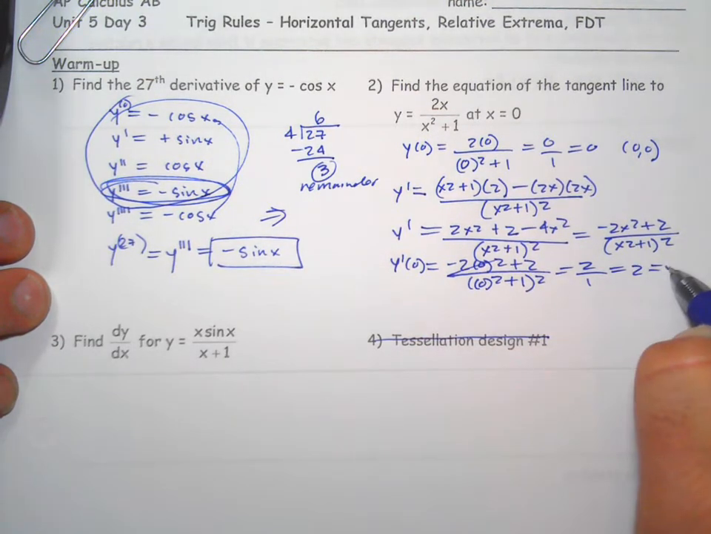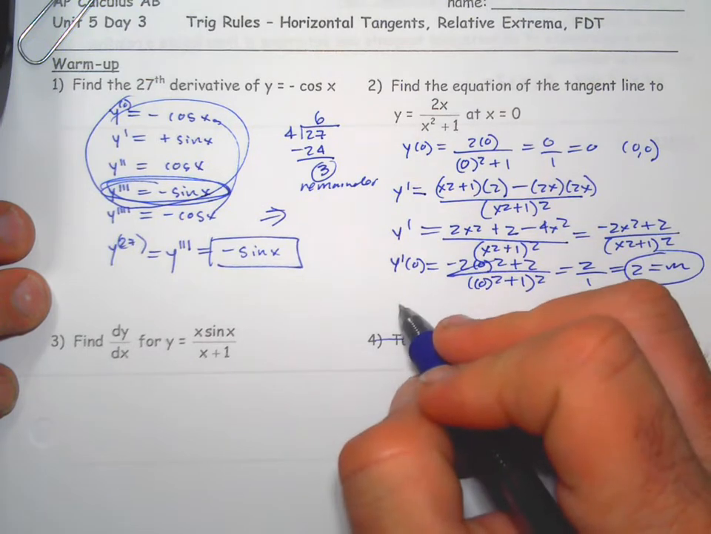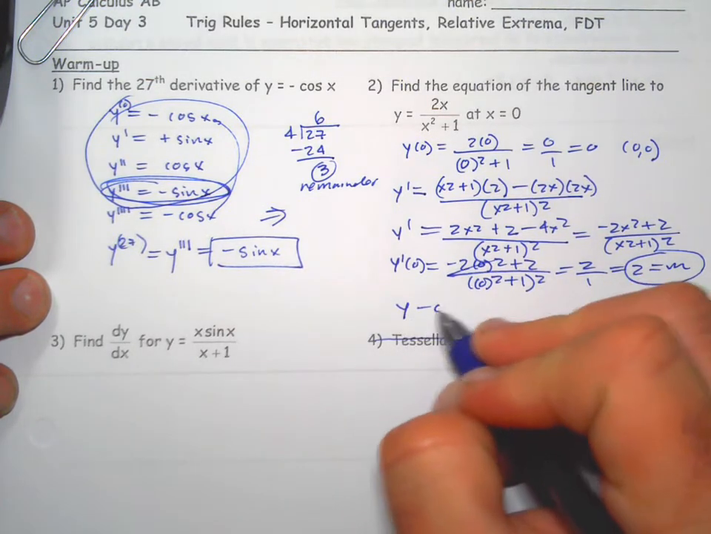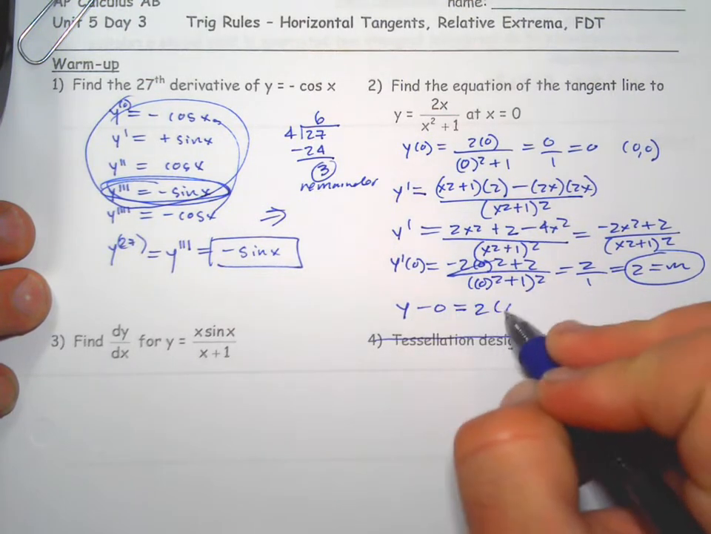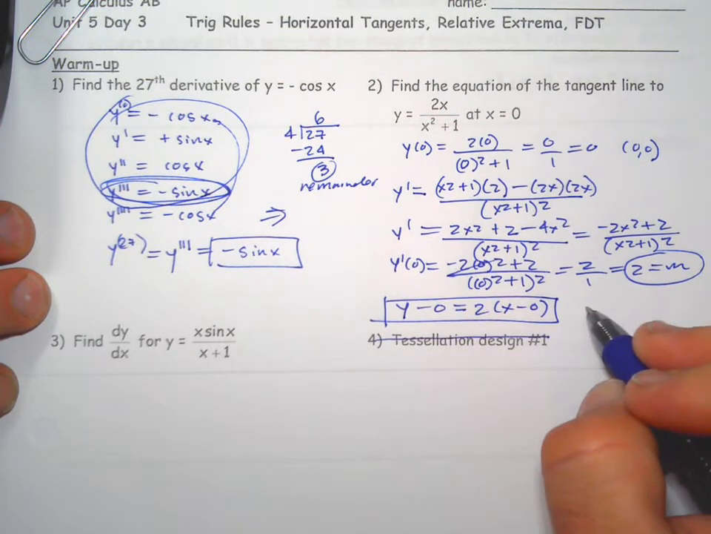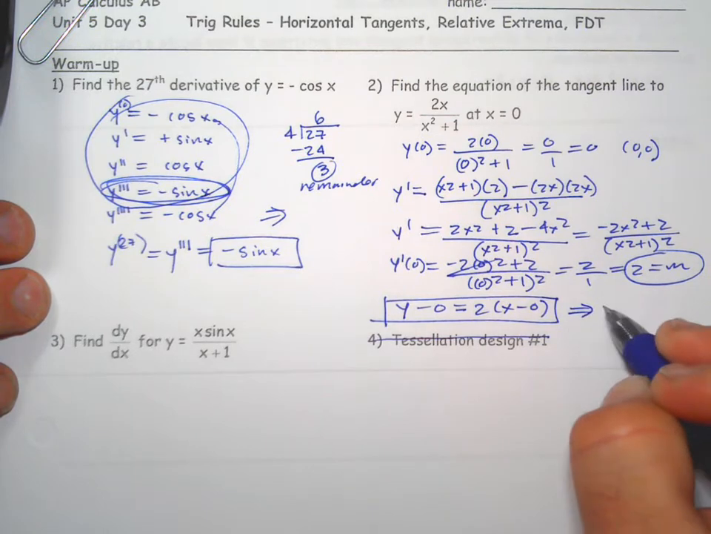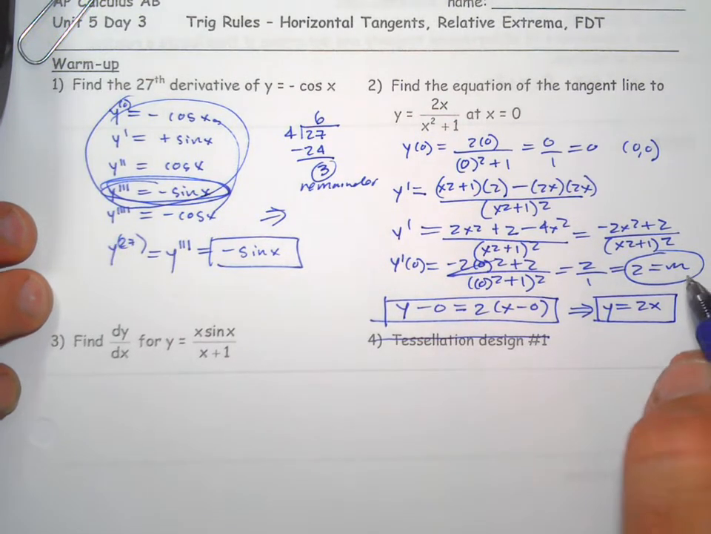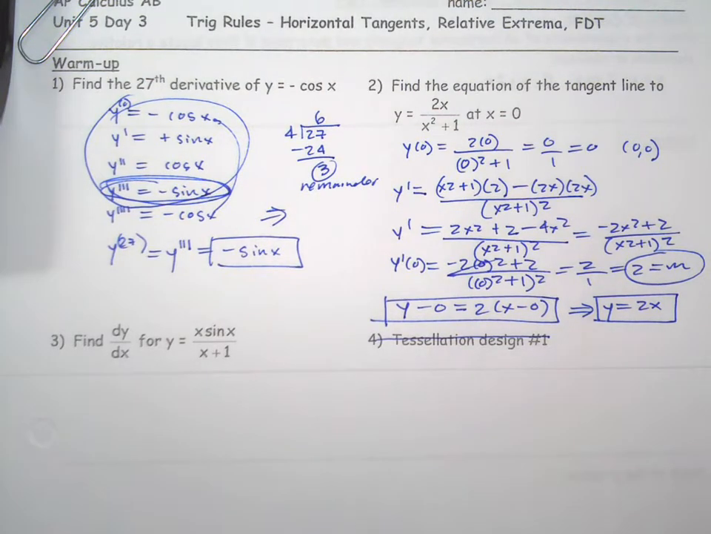So that's your slope. And then the equation of the tangent line would be y minus 0 equals 2 times x minus 0. I'd be okay with this for your final answer and for your response. You could very easily write it as y equals 2x. That's up to you.